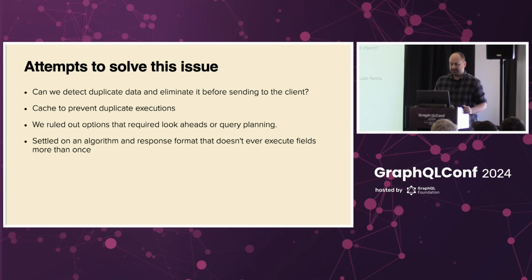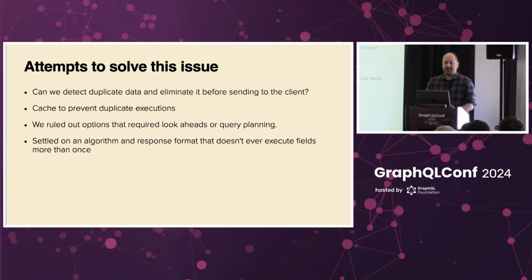So we discussed these issues a lot, and decided to explore some different options that wouldn't encounter this problem. We looked into some algorithms that could detect duplication in the response and filter it out before sending it to the clients. This would reduce the payload size, but your server would still be doing extra work of executing the fields multiple times. We looked into adding some kind of cache on the server to make sure that fields aren't executed multiple times. But now you have the memory overhead of a cache. You have to manage that cache.